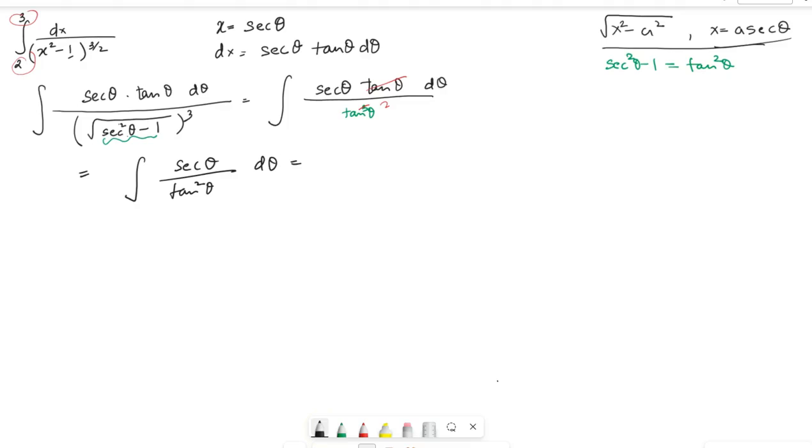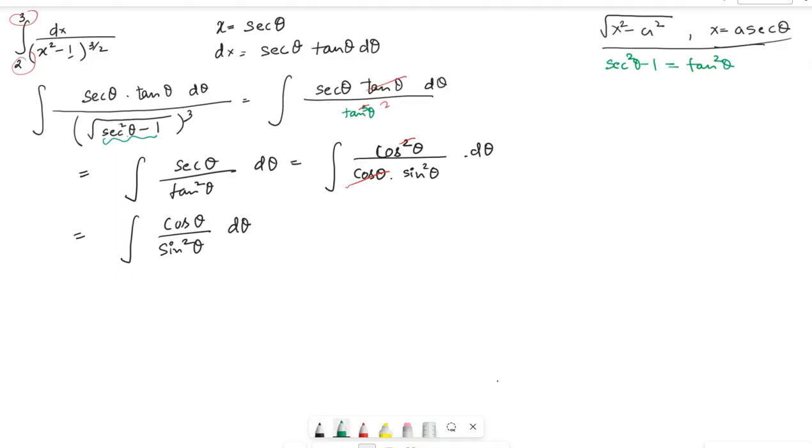I'm going to try to simplify this in the form of sines and cosines. Let's see. Secant theta can be written as 1 by cosine theta. And tangent theta can be written as sine by cosine. So sine squared theta would be here, and cosine squared theta goes up. Okay. 1 factor of cosine cancels. This is cosine theta by sine squared theta d theta.